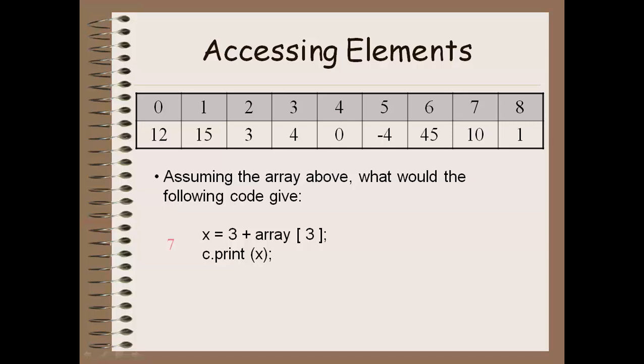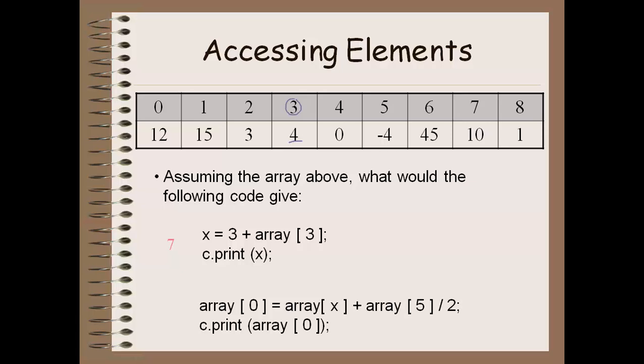In this case, it's going to give me the value of 7. So 3 plus array at position 3. Position 3 is up here. That's going to be a 4. 4 plus 3 is 7. So I'm going to print out the answer 7. What about this code?